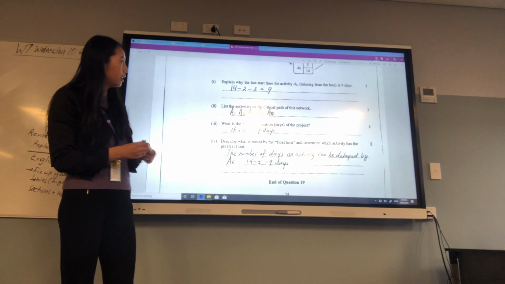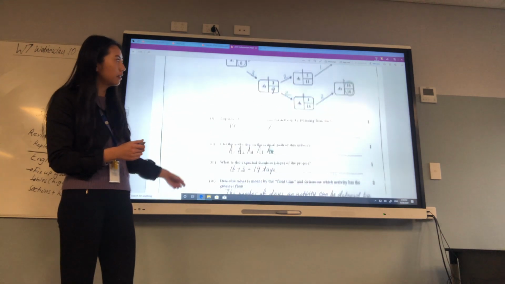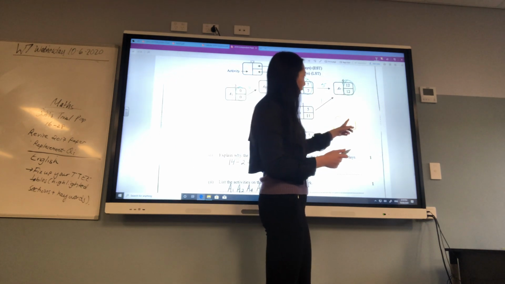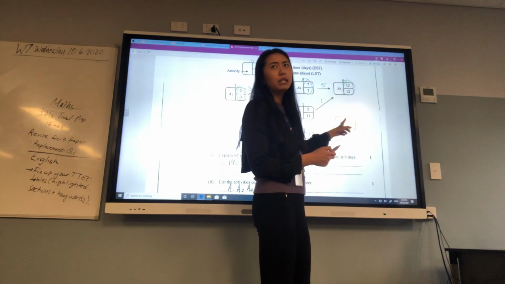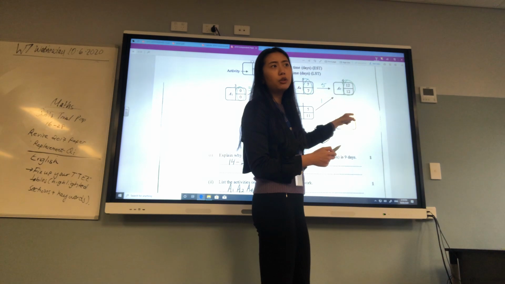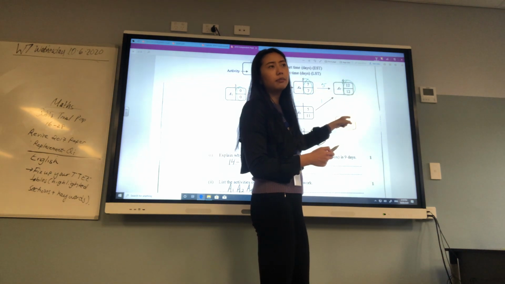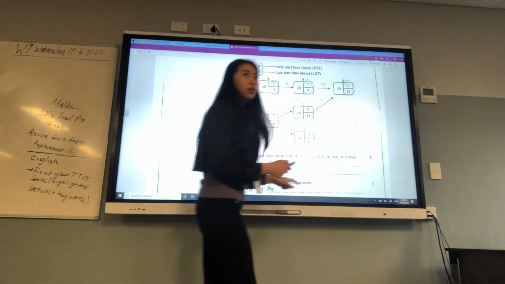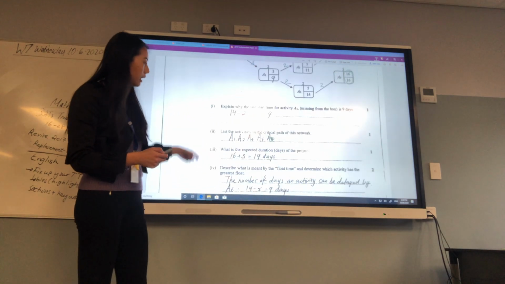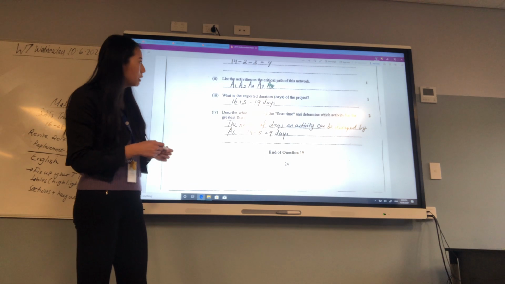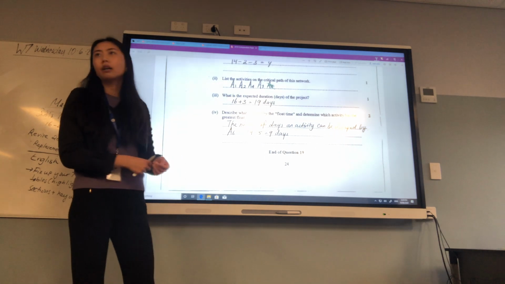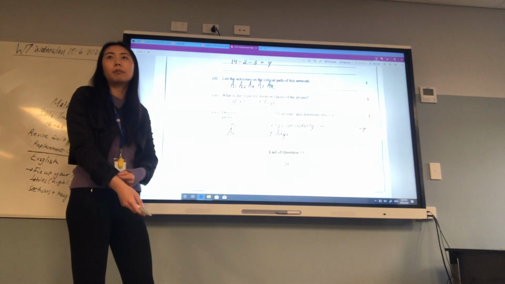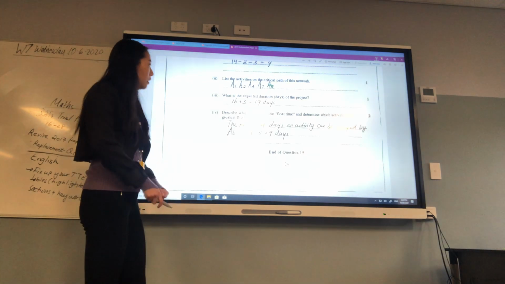So what's the expected duration for this task? See how 16 is the latest starting time and latest finishing time? There's still a 3-hour duration for this task. So you need to do 16 plus 3, 19. And then describe what's meant by the float time. That's 1 mark. We all know what the float time is, right? So you can delay this task by a certain amount of hours.